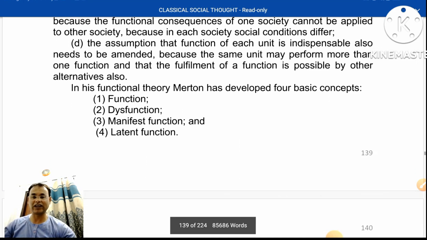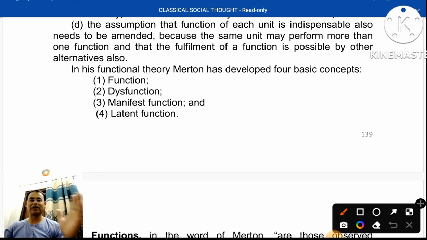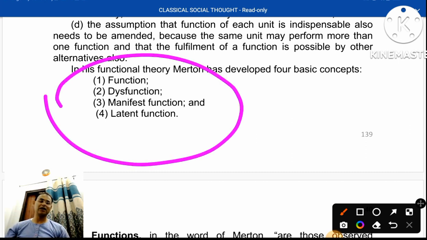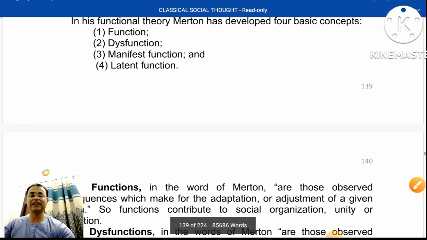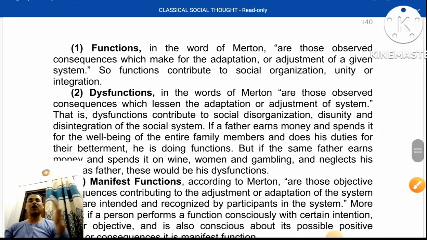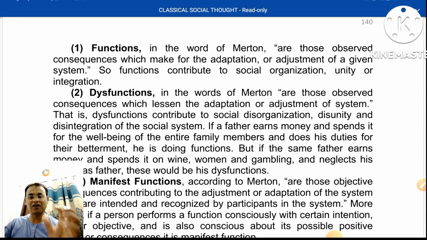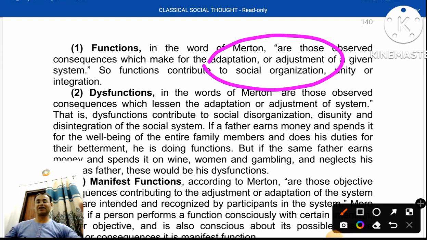In his functional theory, Merton has developed four basic concepts: function, dysfunction, manifest function, latent function, and there is also a term, non-function. Here we will understand Merton's concepts of function, dysfunction, manifest function, latent function, and non-function. In the words of Merton, functions are those observed consequences which make for adaptation or adjustment of a given system. It makes adjustment. It is functional. So function contributes to social organization, unity, or integration.